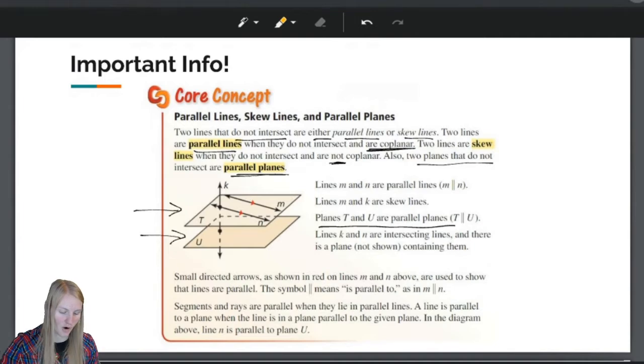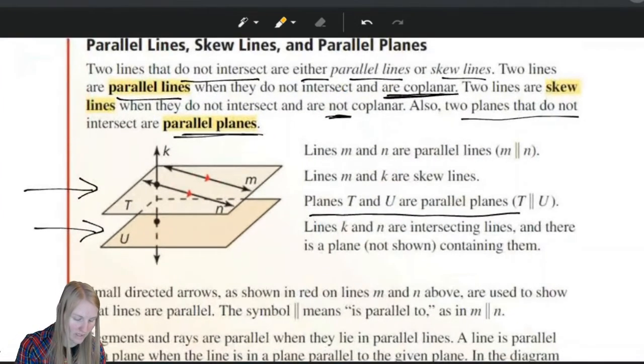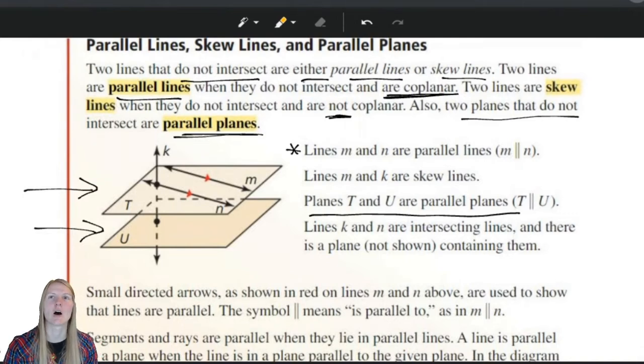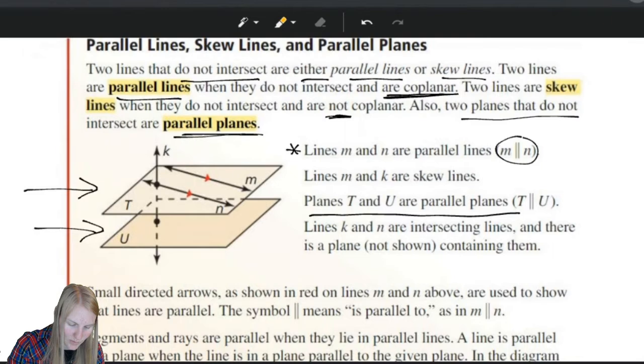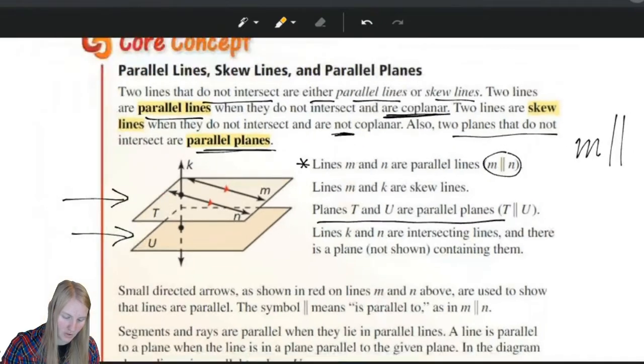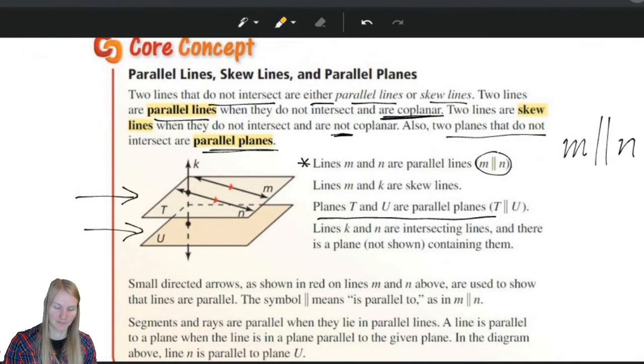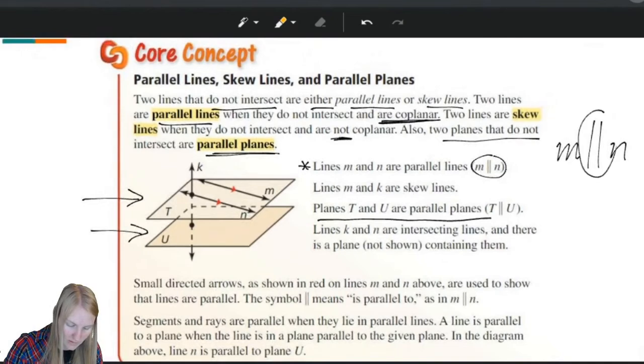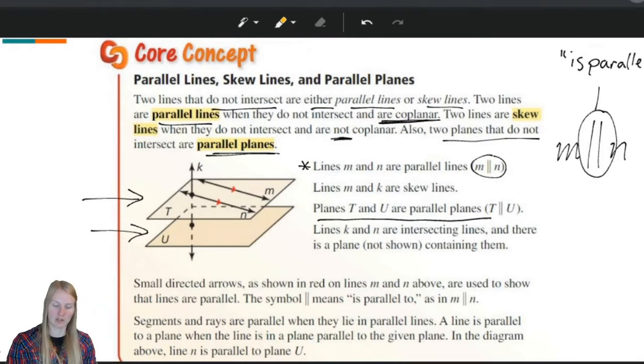Lines M and N are parallel lines, and I'm going to zoom in on this. When it says lines M and N are parallel lines, notice this symbol right here. What is that? So I'm going to write this bigger. We have M, two vertical lines, and then N. What this symbol means is "parallel to." Just like we talked about earlier, that upside down T means "is perpendicular to," this means "is parallel to."